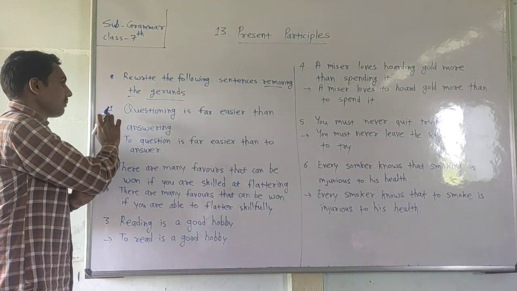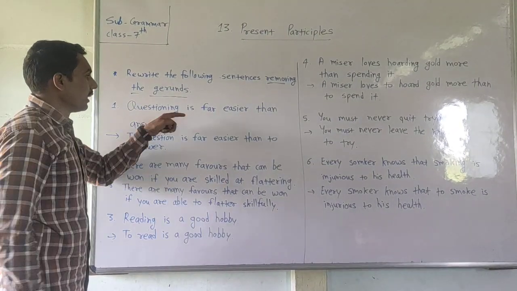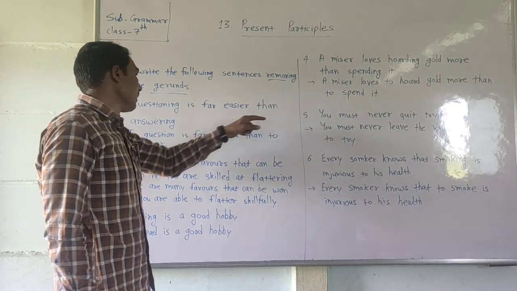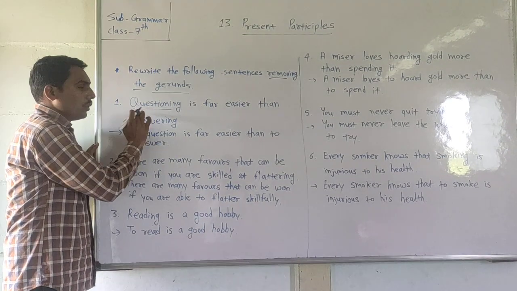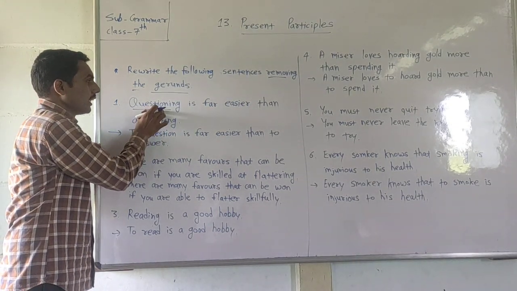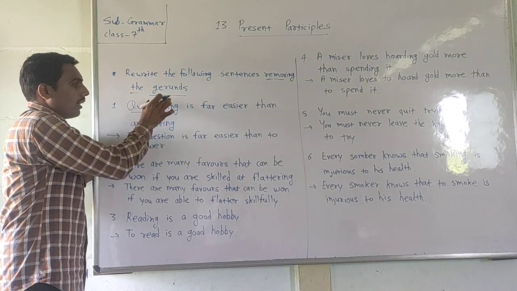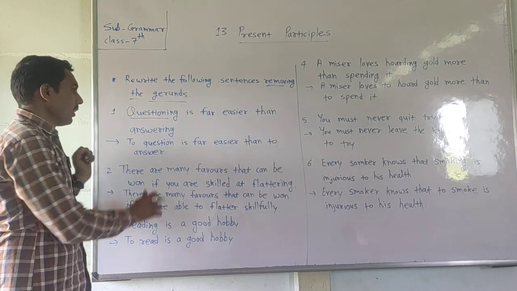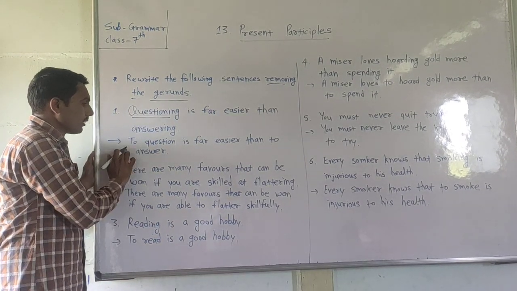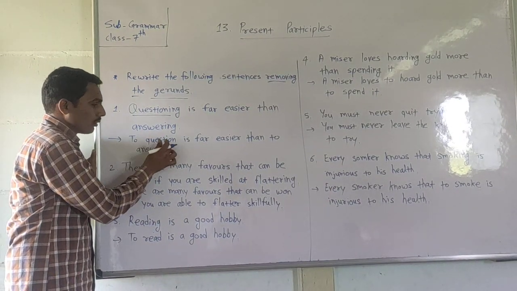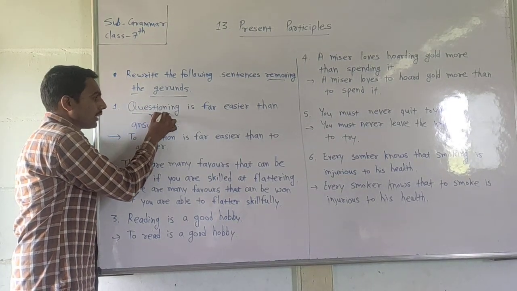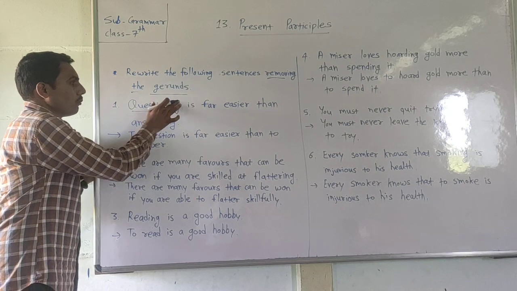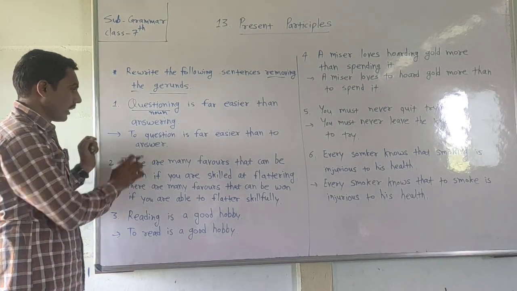Okay, the first question is here. Questioning is far easier than answering. Look here, questioning is used as a gerund. We have to remove the gerund. Now look here, we can write this "to question" as a verb. Questioning is used as a noun and we want to remove the gerund, so we use a verb here.